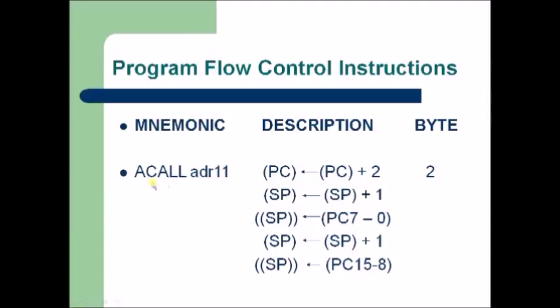Now what happens whenever this particular instruction is executed? The program counter plus 2 will be copied into the program counter, and then the stack pointer gets incremented by 1, and the PC lower byte will be copied into the stack, and then the stack pointer gets incremented by 1, and again the PC higher byte gets copied into the stack.